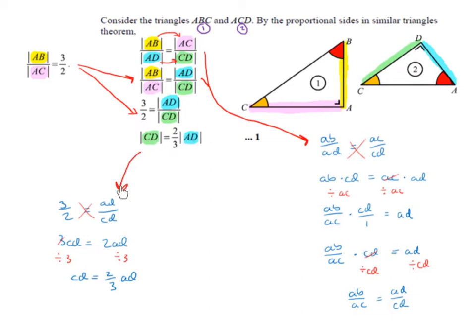So let's have a look at how we did that. We had 3 over 2 is equal to AD over CD. We're going to start by cross multiplying. 3 multiplied by CD is 3CD, and 2 multiplied by AD is 2AD. Then we're going to divide across by 3. So we're left with CD on the left-hand side, and 2 divided by 3 is 2 over 3, so we get 2 over 3 AD. So CD is equal to 2 over 3 AD.